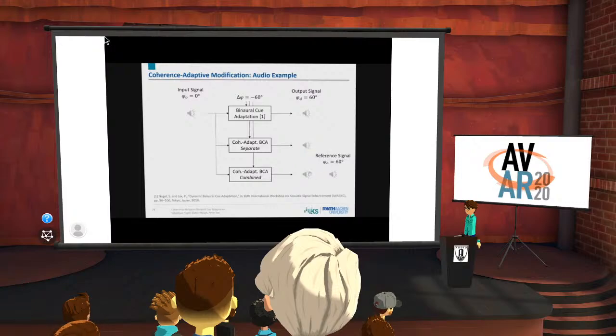This problem can be solved with the combined optimization of the filters and using the cross paths.